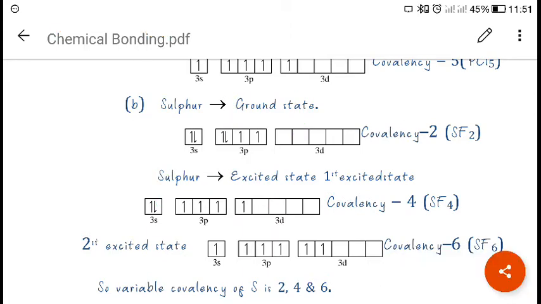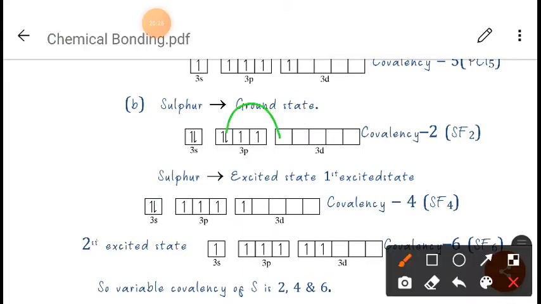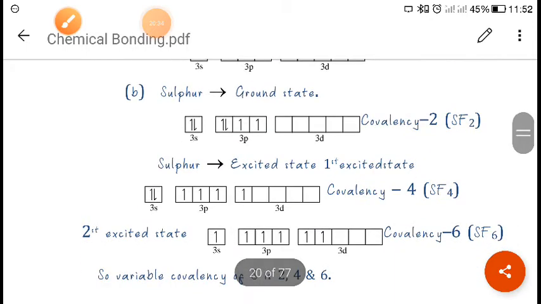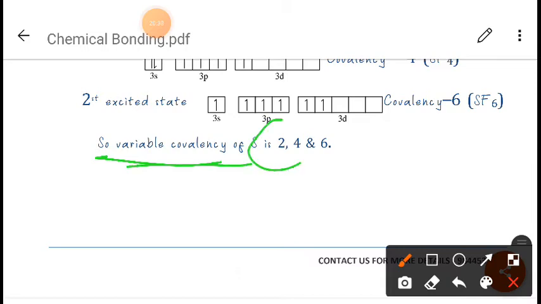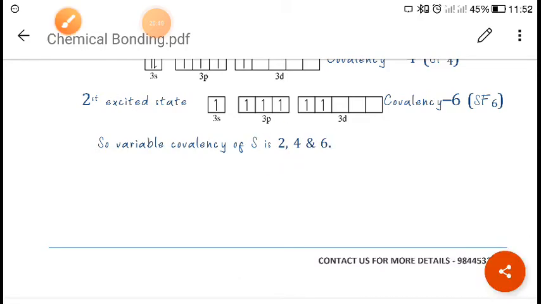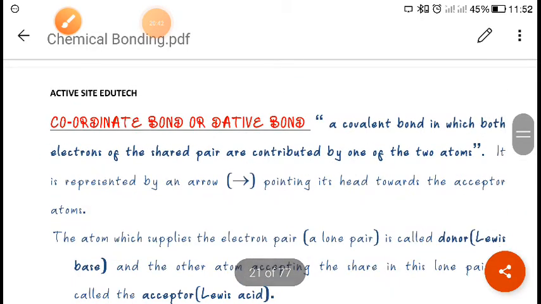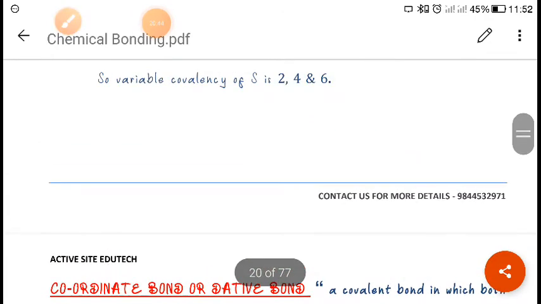So when it jumps from 3p to 3d, the covalency is 4, but when it jumps from 3s to 3d, the covalency becomes 6, as you can see here, right? So you can see it has variable covalency, which is 2, 4 and 6, etc. I hope you have understood up to this, right? So keep up to this.